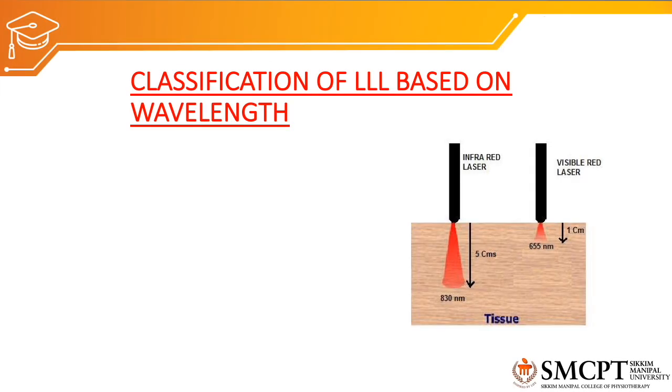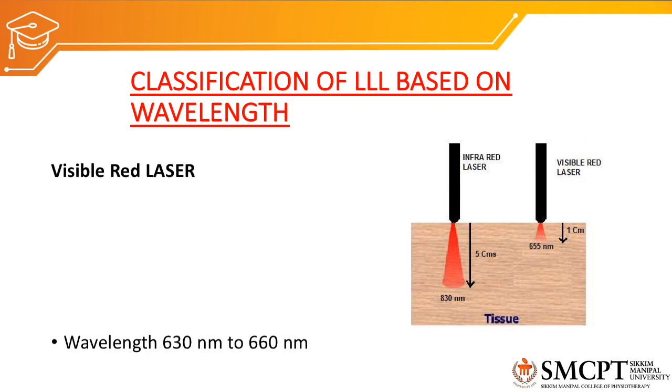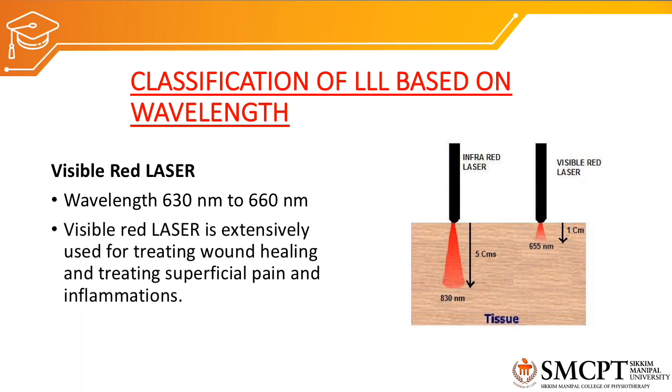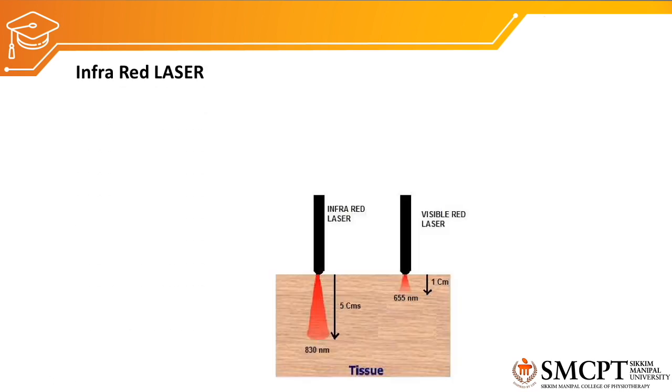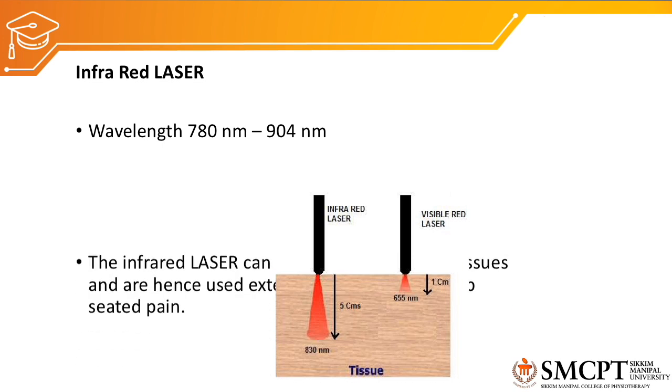Let us go through it again. The classification of low level laser based on wavelength are visible red laser, which has a wavelength of 630 nanometer to 660 nanometer, and it can penetrate only up to 1 centimeter, so it can be used for superficial tissue healing. Second type of laser according to its wavelength is infrared laser. It has the wavelength of 780 nanometer to 904 nanometer. It can penetrate to the depth of 5 centimeter and therefore can be used for deep tissue healing.